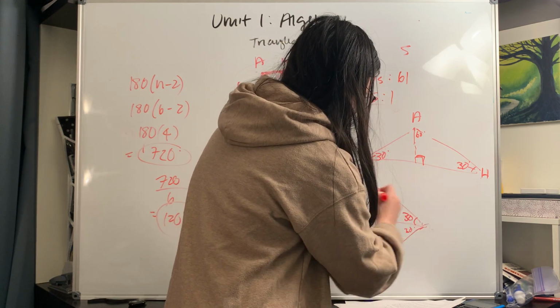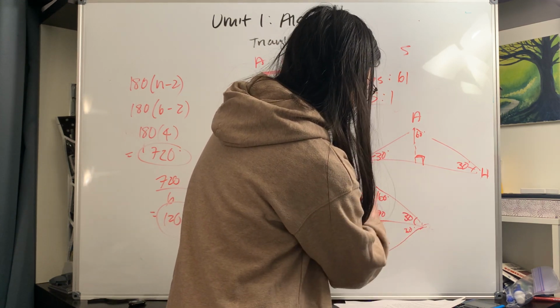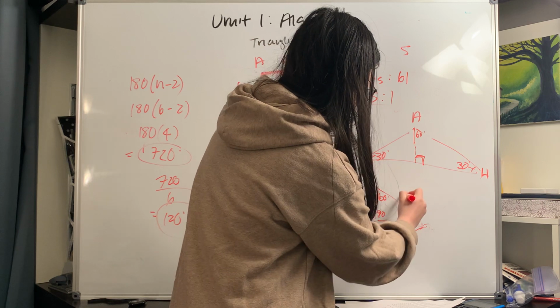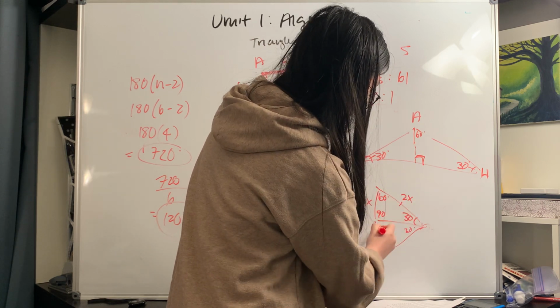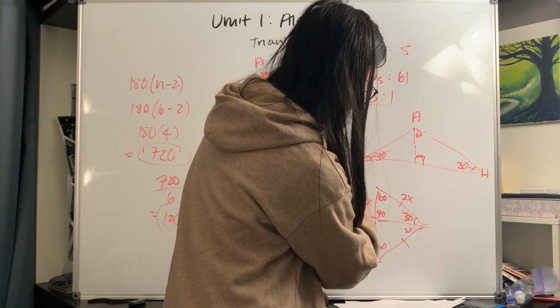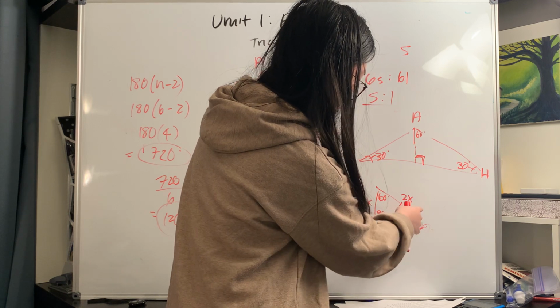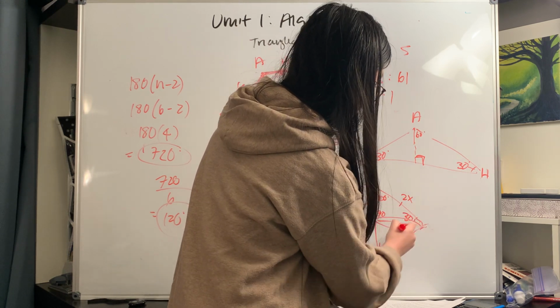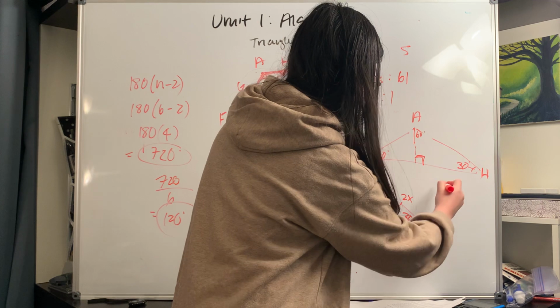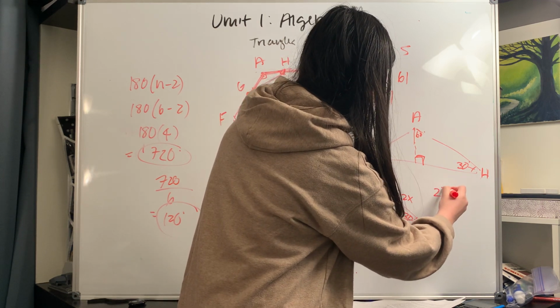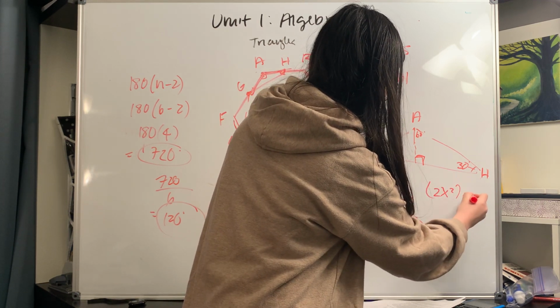Let's say that this side is x. If this side is x, this side must be 2x, because all of these sides are equal, and this is half of one of the sides. So this is 2x. Then with the Pythagorean theorem, we can figure out what this side is. And it turns out that we get 2x squared.